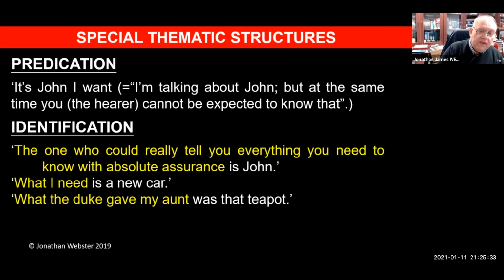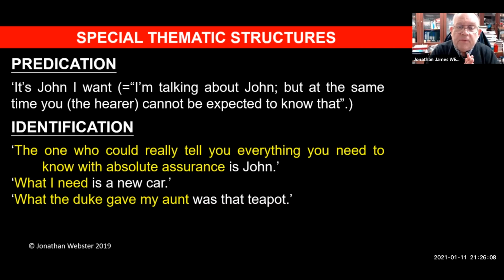Identification. Take that second one. What I need is a new car. Why don't I just say, I need a new car? But when I say what I need is a new car, when I create a clause there, basically what I need is a sort of nominalization. I package in a whole clause there and put it at the beginning as the grammatical subject.